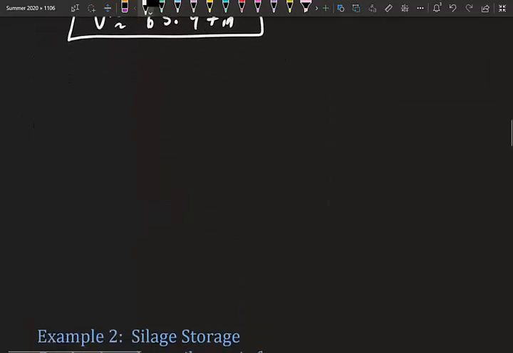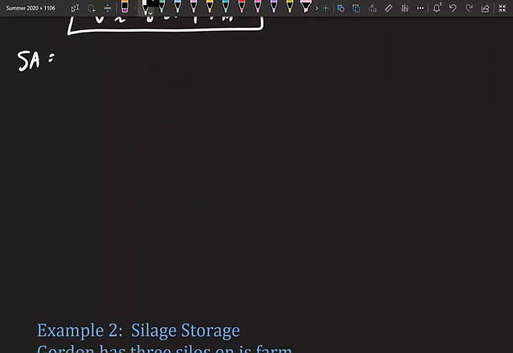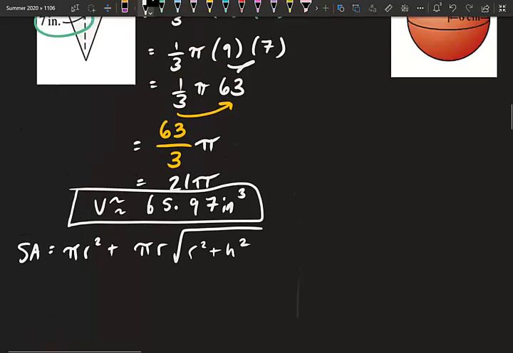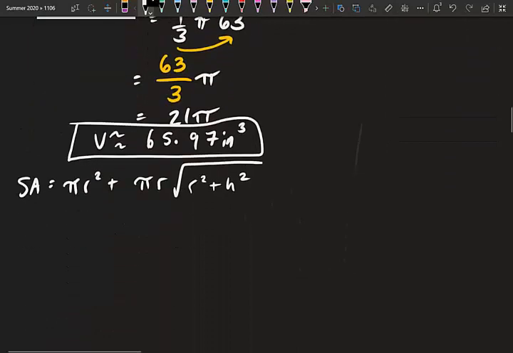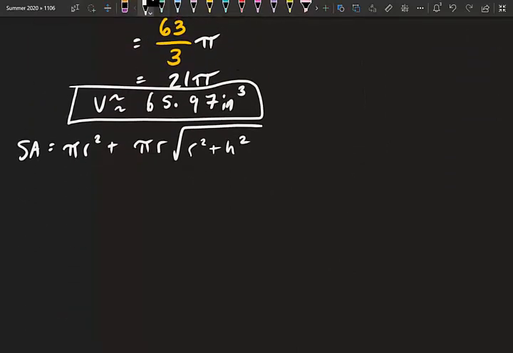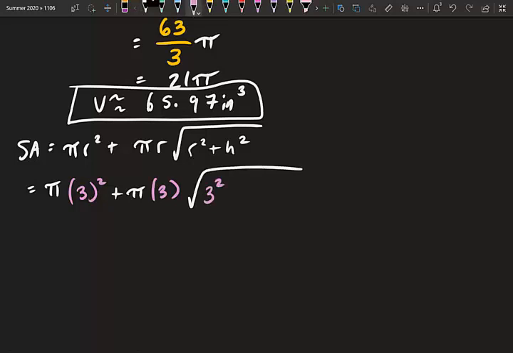Alright, we're talking about a cone, so let's do our formula. We have surface area equals pi r squared plus pi r times the square root of r squared plus h squared. Okay, so we have our r and our h. We determined them up there. Our h is 7, our r is 3. So we have pi r squared, that's 3 squared, plus pi times r, which is 3, times the square root of r squared, so 3 squared, plus h squared, so 7 squared.